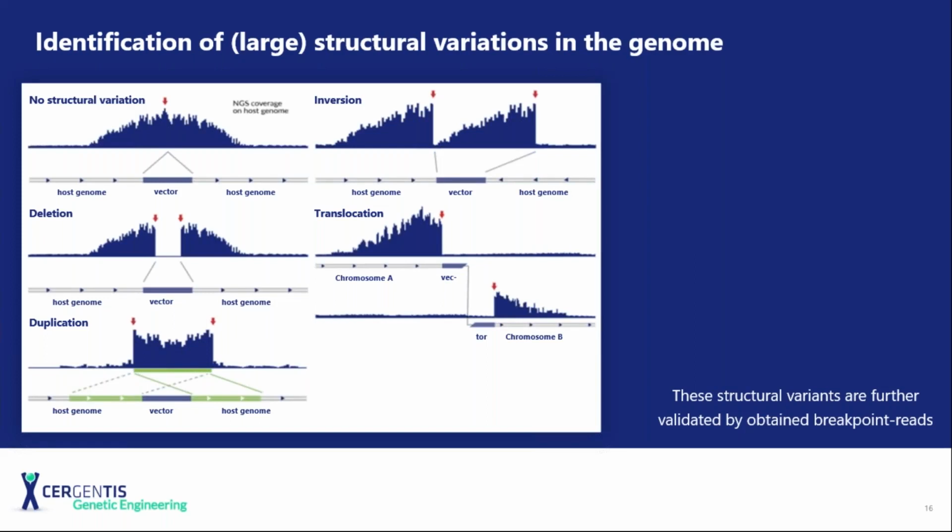So this slide gives you an overview of the different large structural variations we can detect using TLA, also with their visual cue they provide using the bell-shaped TLA coverage. And here you see listed inversions, deletions, which I just explained, translocations, which I explained earlier, and also a duplication event. And again, all of these events will be quantified and listed within the report for each sample. And these structural variants are further validated by the obtained breakpoint reads as well.